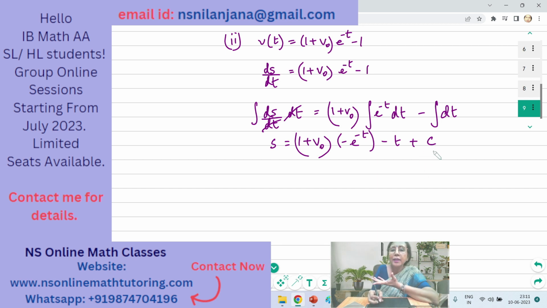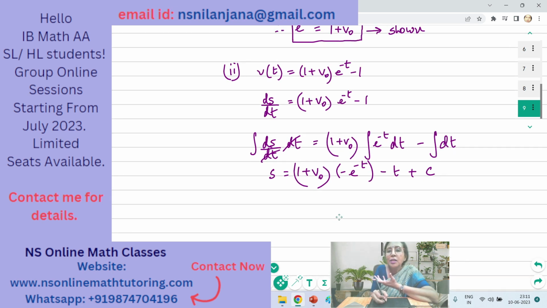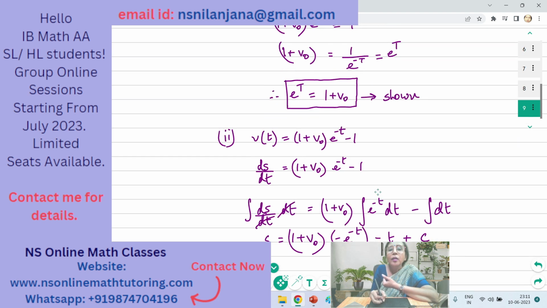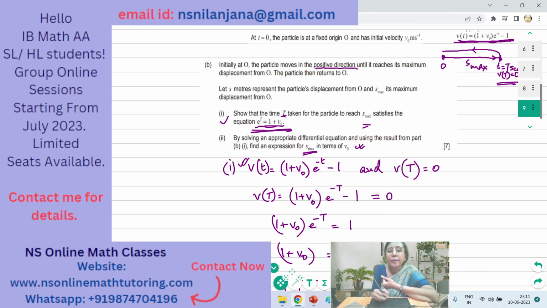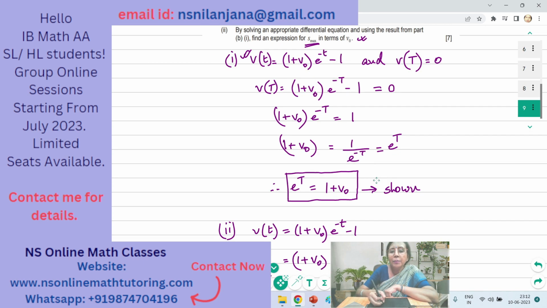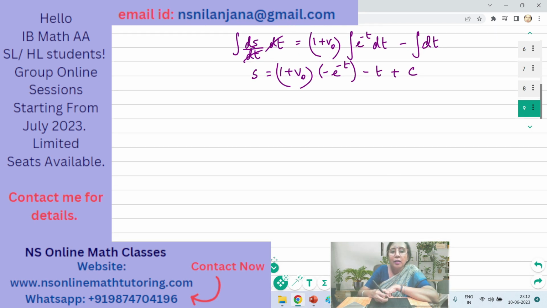And next, what do we do? We always get the value of the constant if possible. So constant of integration, that is c. Can we get the value of constant of integration? Let us see what all information has been given to us. At time t equal to 0, the particle is at a fixed origin O. That means s equal to 0. That is what I had written at the very beginning. At t equal to 0, s is 0. Okay. So now we will be using this information and I will be writing 0 over here.